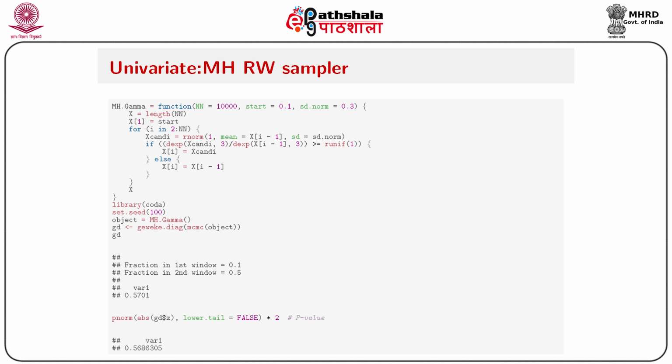geweke.diag is a function that we can use from the coda package, and of course the sample that we have generated has to be converted into an MCMC object. So we pass the sample to mcmc to get the MCMC object. That MCMC object is passed within the geweke.diag function, and then type GD. The GD will give you the details about this. So it is 0.57 for variable 1, and the p-value is 0.56, two-sided.